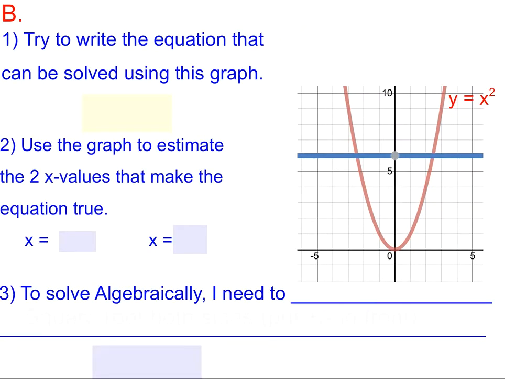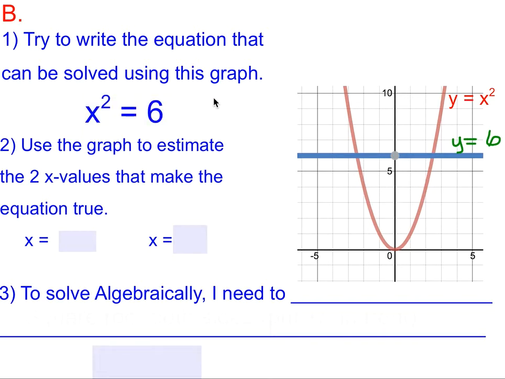So what I want you to do here is to see this graph and think about what equation could have been used to solve this graph. The red graph is y equals x squared. I want you to think of what the equation would be for the blue graph. Okay, so it's not going through 9 any longer, but it's going through the number 6. So it is crossing over y equals 6. So the equation that could be used to solve this system would be x squared equals 6.